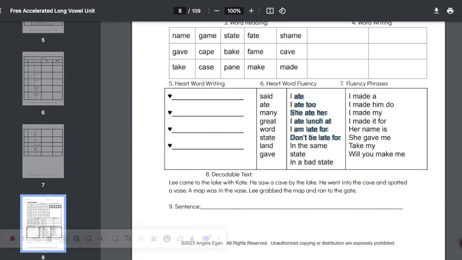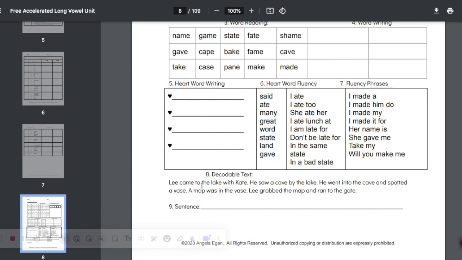There's going to be some lessons where they're not aligned to the patterns. They don't always match up perfectly, but throughout the whole program, the goal is to align the heart words with the patterns that are being explicitly taught. And these are previous heart words that were learned in the program.